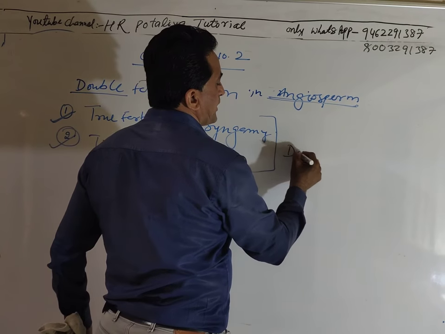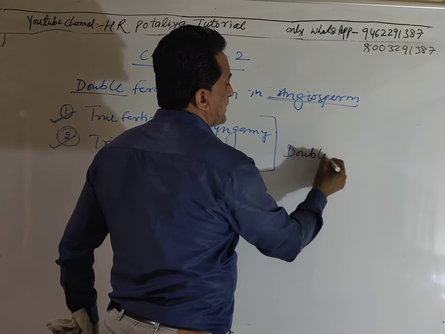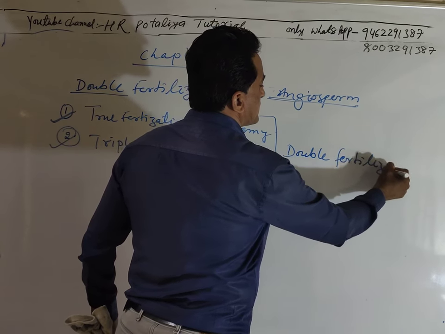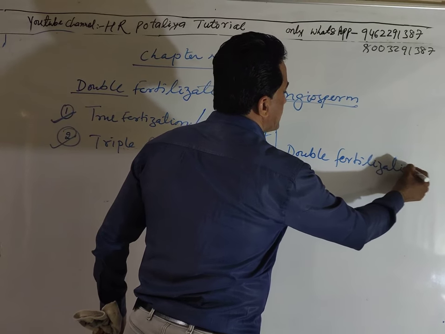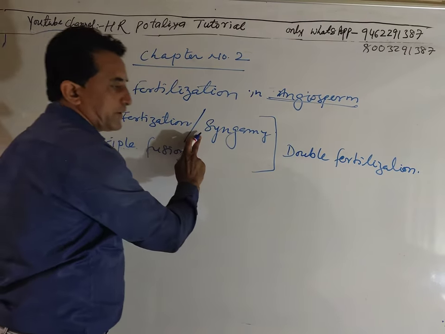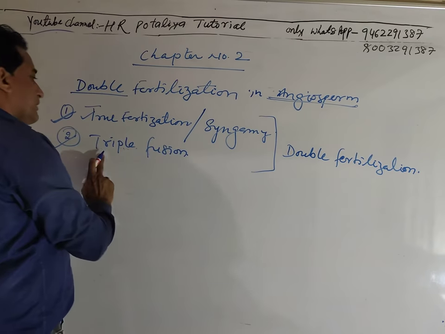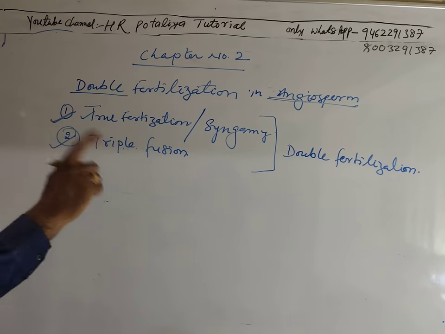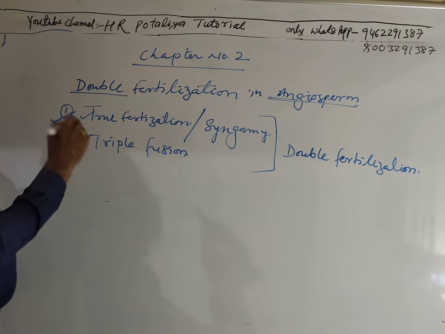That's why that process is known as double fertilization. It means fertilization takes 2 times. Syngamy is the other word for the first. In triple fusion, 3 nuclei are fused. So coming to part number 1.